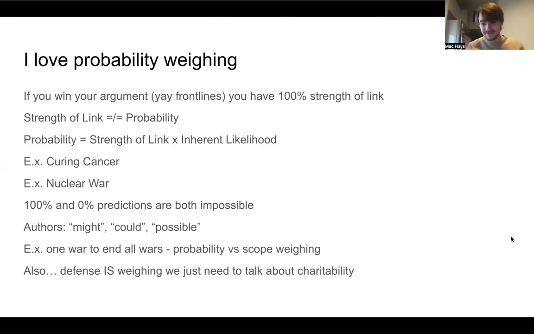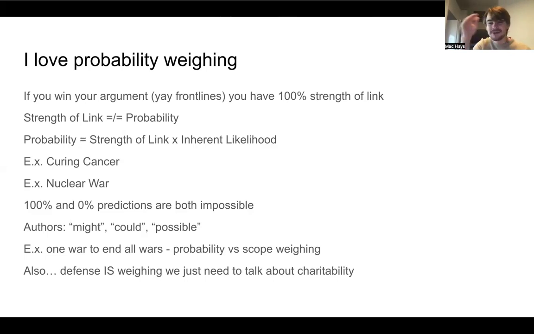If you win an argument with frontlines, true, you do have 100% strength of the link. That is true. The probability of your argument is exactly as likely as you originally said that it was. This is the same thing that happens if your argument is completely conceded, right? So if I give 0 responses to your argument, you have as much probability as you originally had when you first read the argument going into the round. It does not decrease at all. But strength of link is not the same thing as probability.